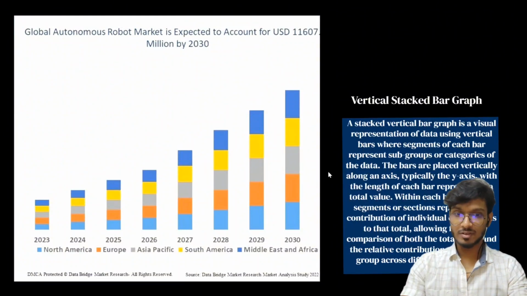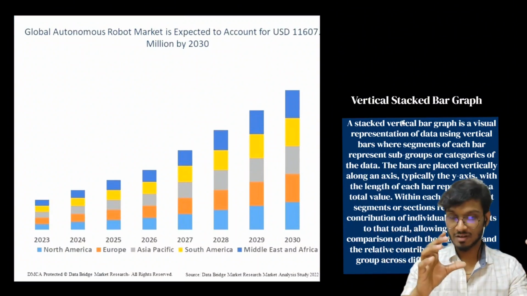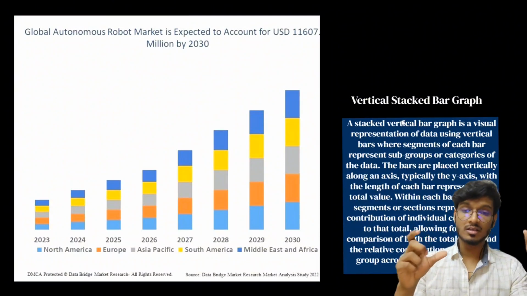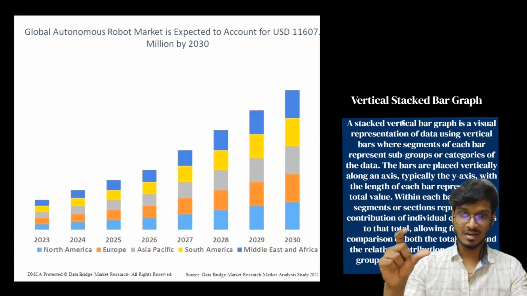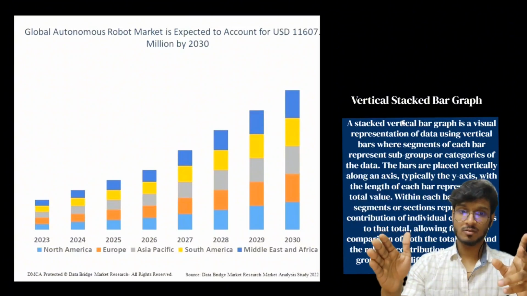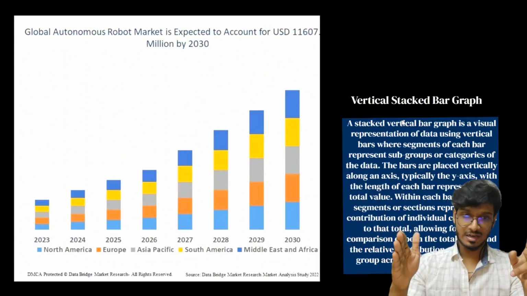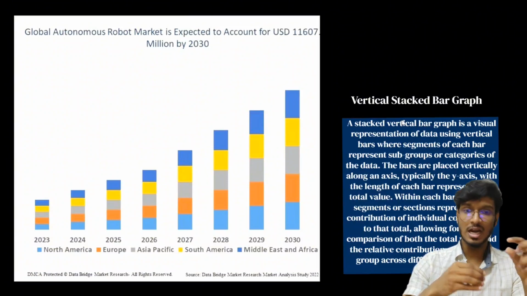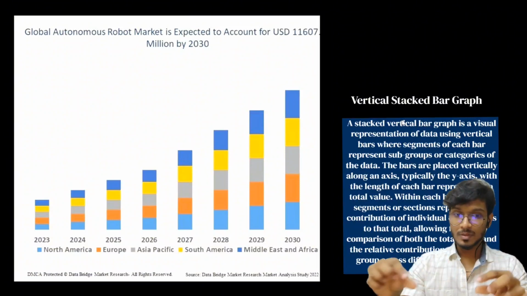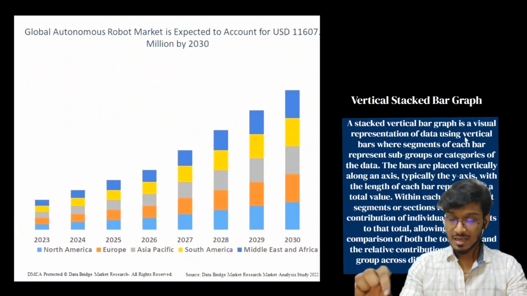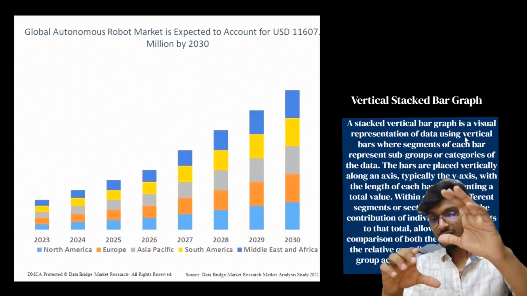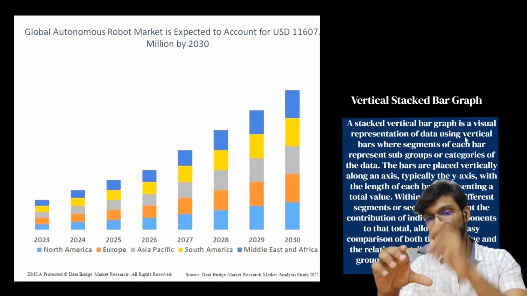So this is a graph. It is called a vertical stacked bar graph. There are different types of bar graph, and in that, this is the vertical stacked bar graph. What is a vertical stacked bar graph? A stacked vertical bar graph is a visual representation of data using vertical bars where segments of each bar represent subgroups or categories of that data. So these bars have different subgroups, and each subgroup represents a different value.